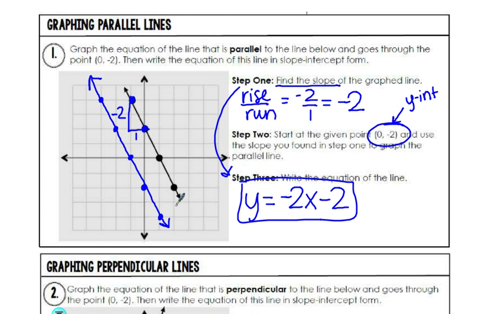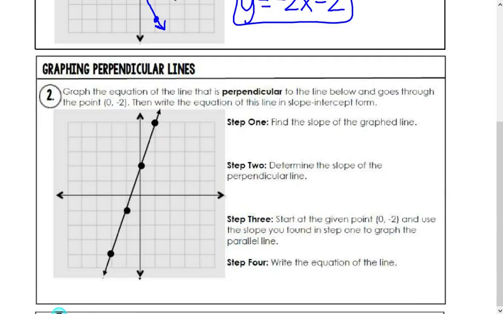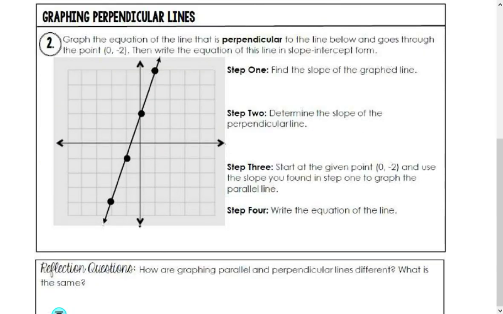So that's great. Now for perpendicular lines, same thing, different slope. Graph the equation of the line that is perpendicular to the line below and goes through this point. Then write the equation. First let's figure out what the slope is of our given line. From a left point to a right point, I have to go up 3 over 1. Up 3 over 1 is just 3.